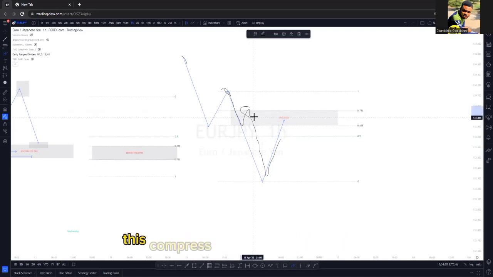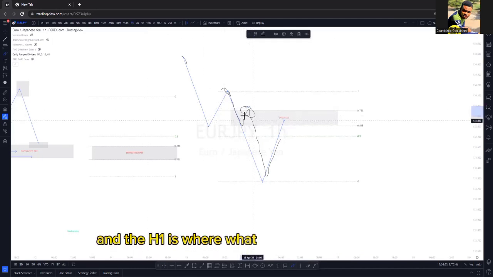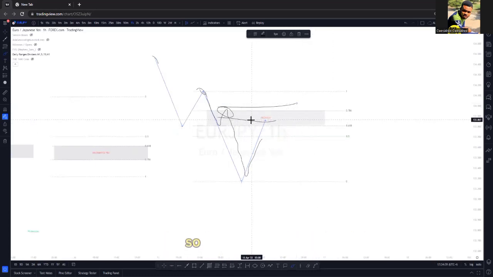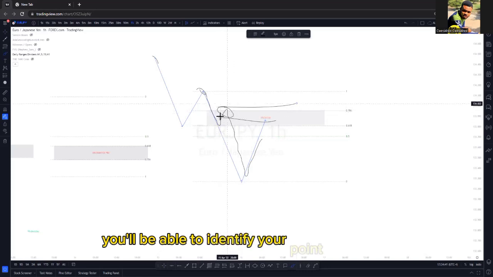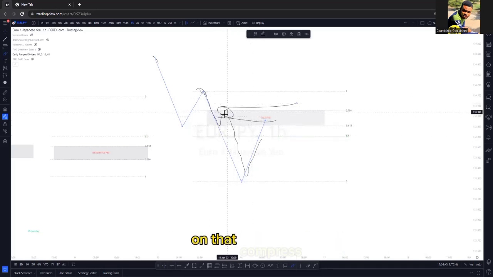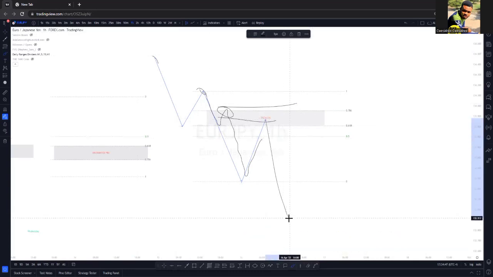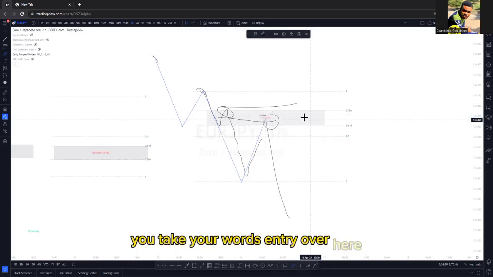So this complex pullback that we had on the H1 is what is going to align most of the time with your premium price, right? So most of the time you'll be able to identify your point of interest on that complex pullback that happened on the lower time frame, right? And you take your entry over here.